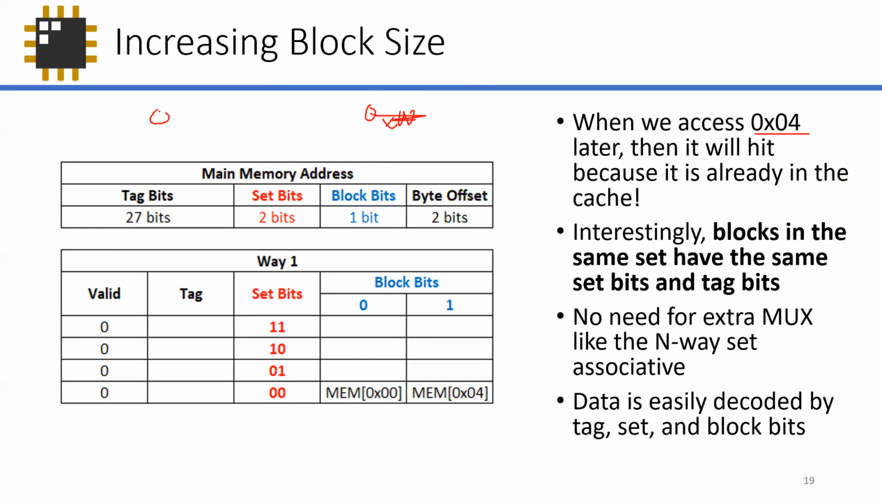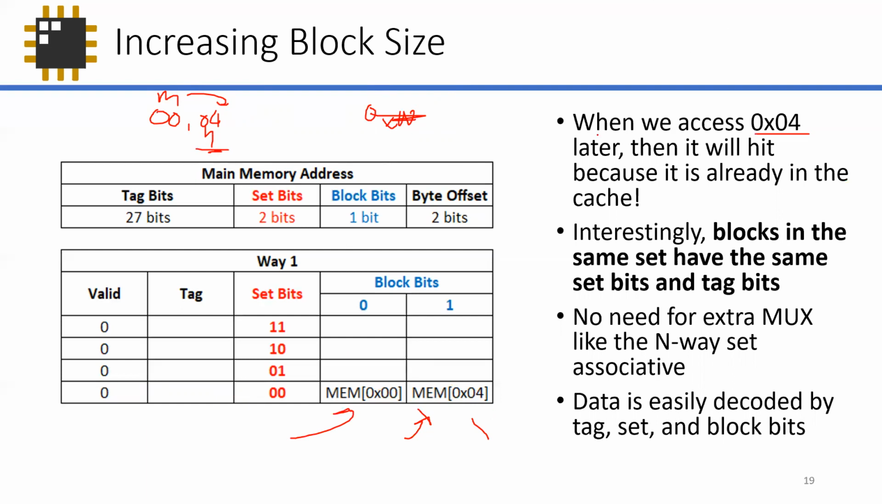The first time we accessed 00, it was a miss because we needed to load it first, right? But the next time we access 04, it's already in the cache. So it's a hit. It's a hit because spatially we were able to put the data in the cache.